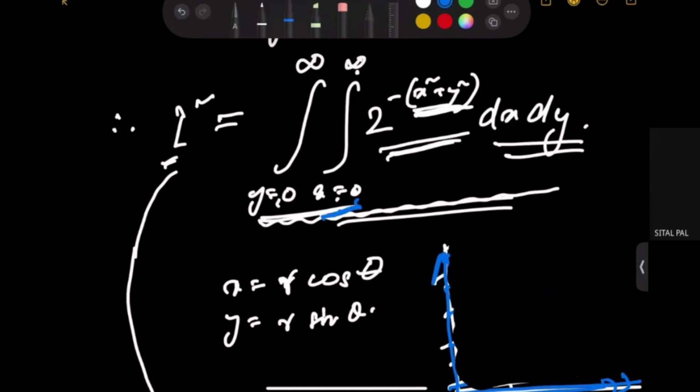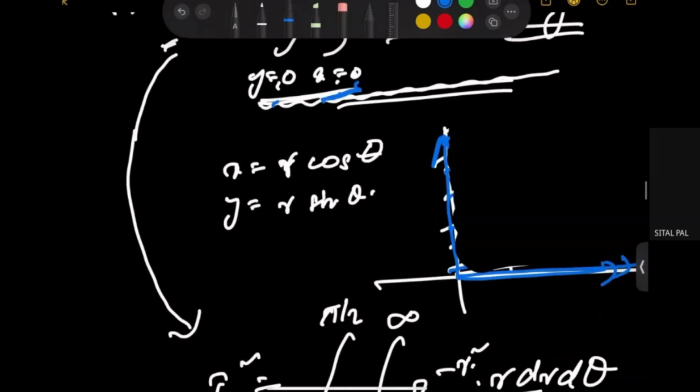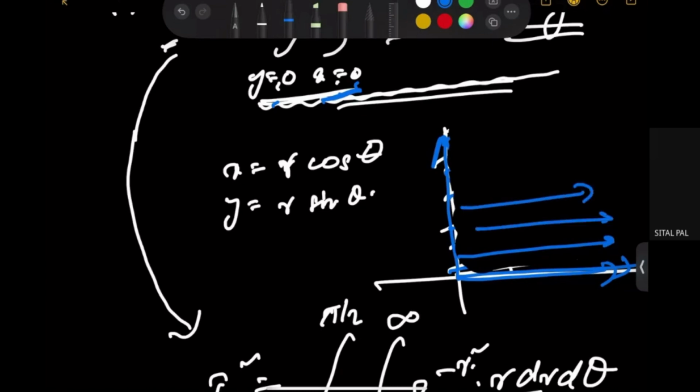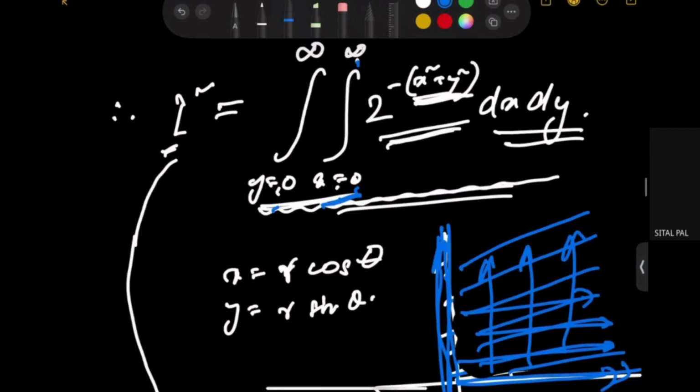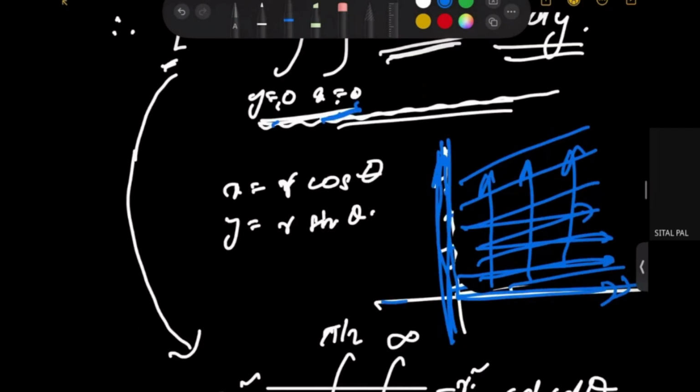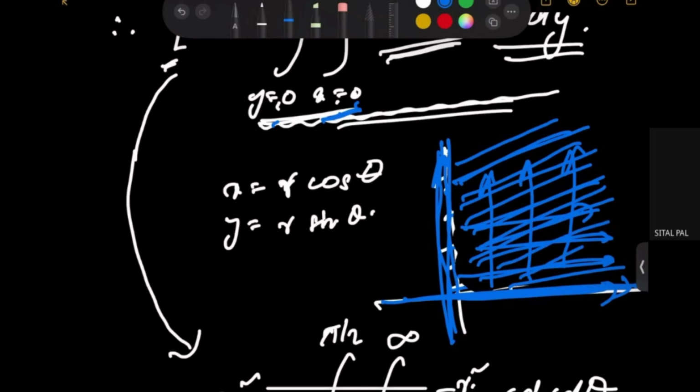X going from 0 to infinity, y also going from 0 to infinity. So if you look at the xy plane, x goes from 0 to infinity, so like this, y also goes from 0 to infinity. So this area is precisely the whole first quadrant, right? Yes. The bound of x, x equal to 0, means this y axis, and up to infinity. So there is no limit on the value of x, and the limits of y are 0 and infinity. Y equal to 0 is precisely this x-axis, and there is no limit on the value of y. So precisely you get this first quadrant, right?